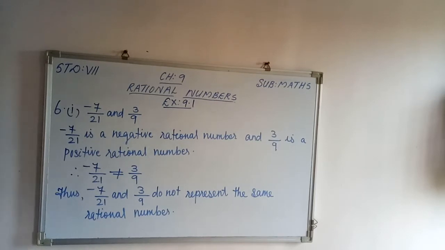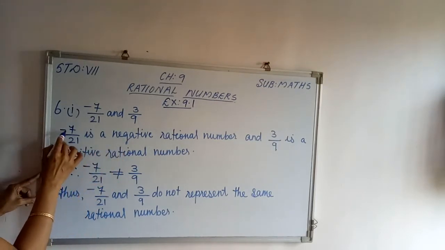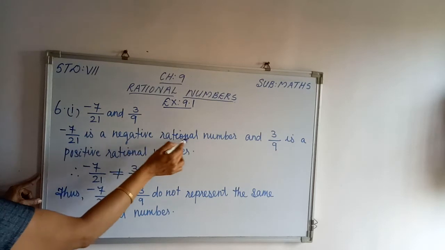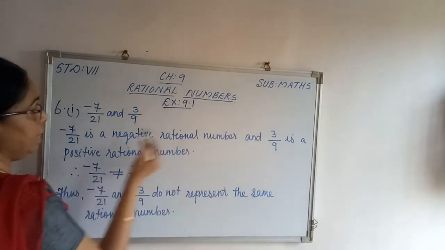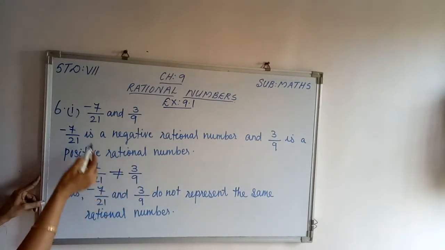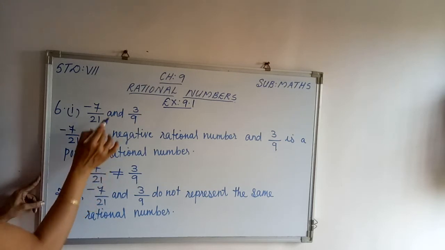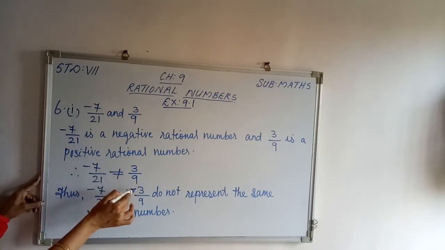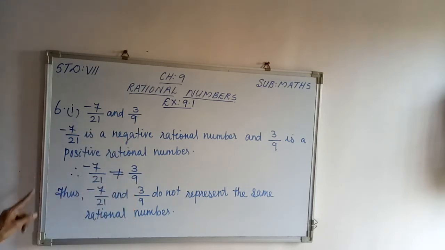Okay, so it's already written. Minus 7 upon 21 is a negative rational number and 3 upon 9 is a positive rational number. Minus 7 upon 21 is therefore not equal to 3 upon 9. So we can write thus minus 7 upon 21 and 3 upon 9 do not represent the same rational number. Okay.